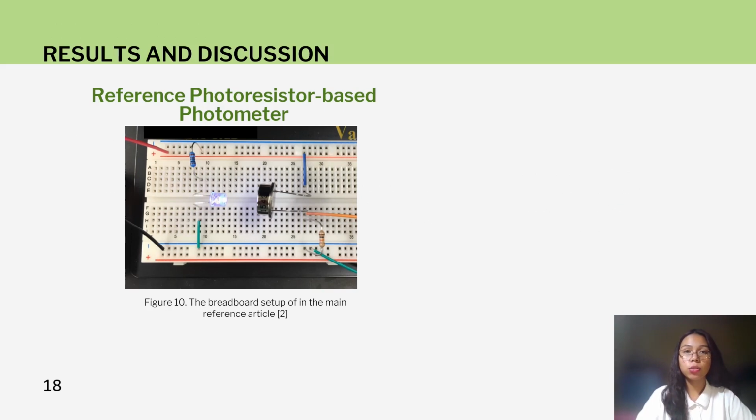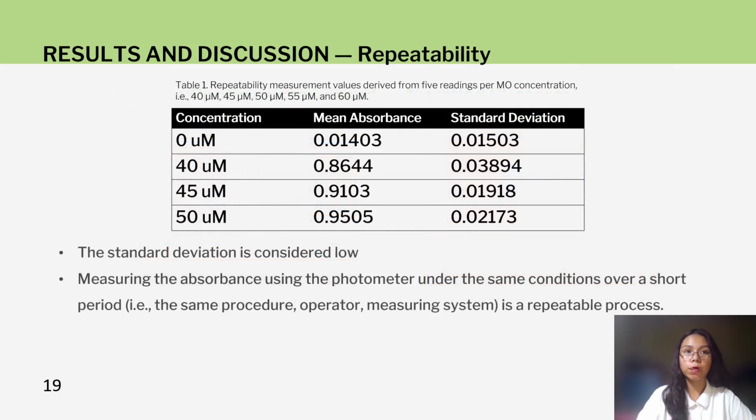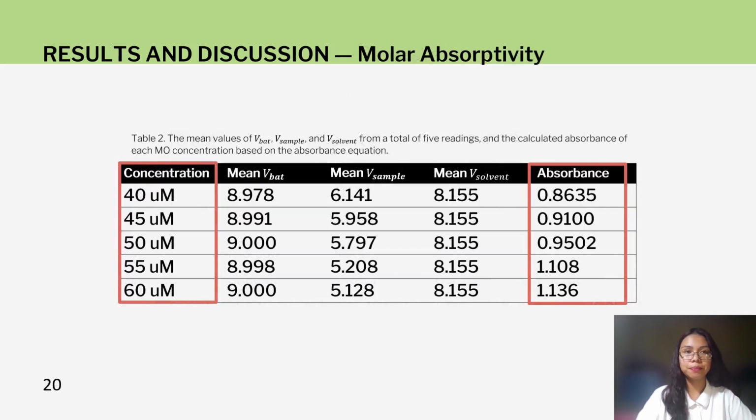By the end of the construction phase, the reference photometer implemented on a breadboard is now transferred to a copper-clad board, and the printed circuit board is made. Next, the repeatability is measured by calculating the standard deviation below. Since these values are considered low, this confirms that measuring the absorbance using the photometer under the same conditions over a short period is a repeatable process.